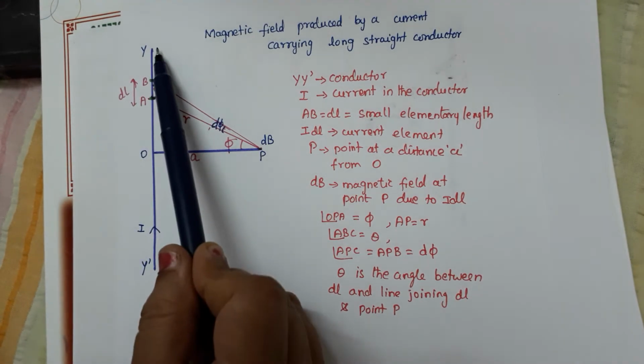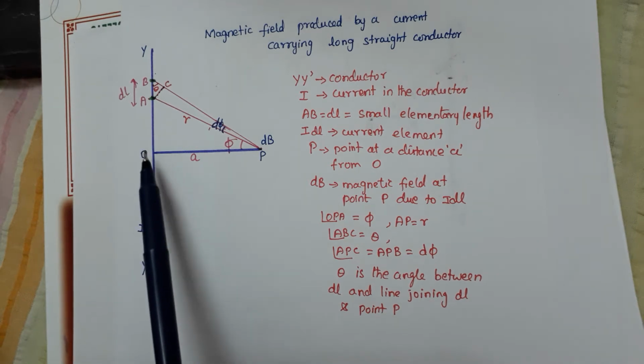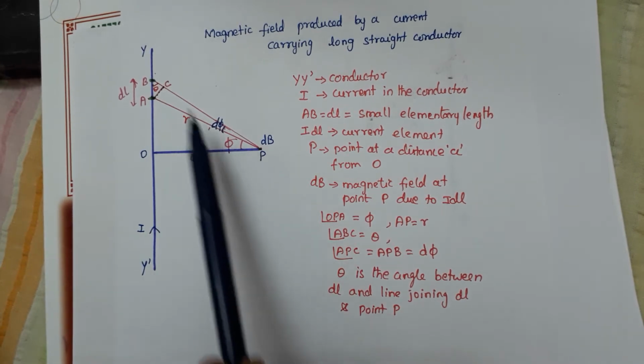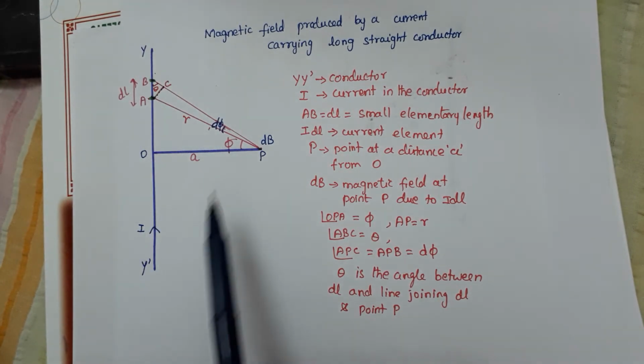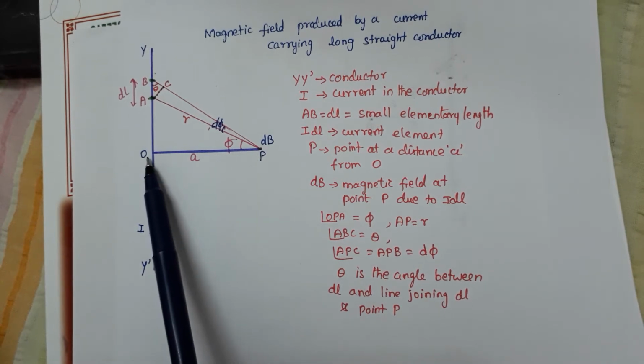Look at the diagram, children. Y dash is the conductor. In that conductor, I is the current through the conductor, right? Now draw a line OP, okay? This line OP is perpendicular to Y dash. You can note it down. P is the point which is at a distance A from O.